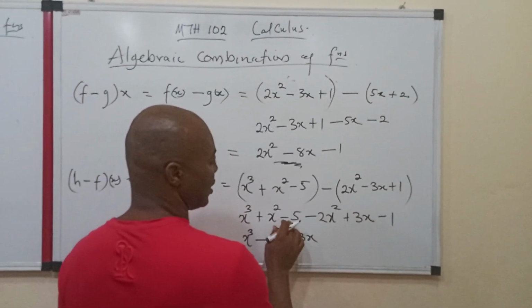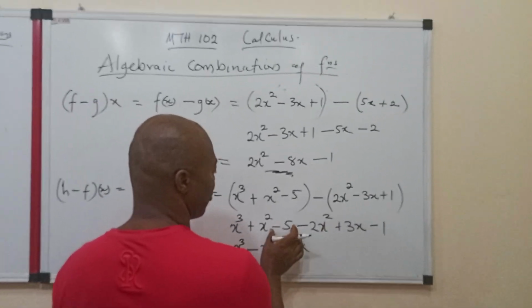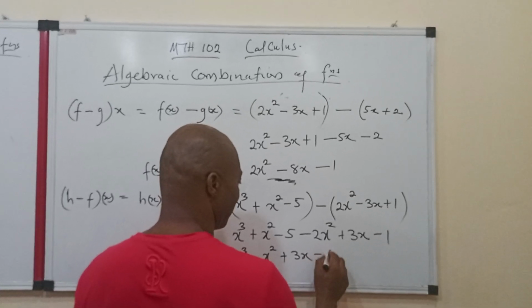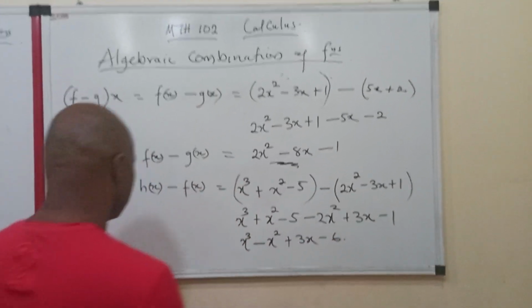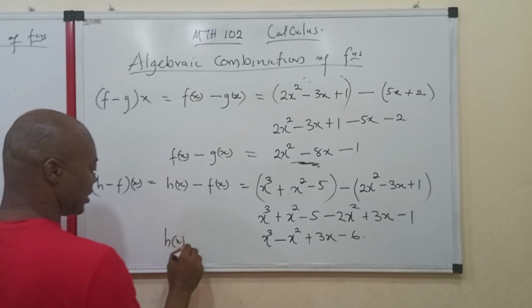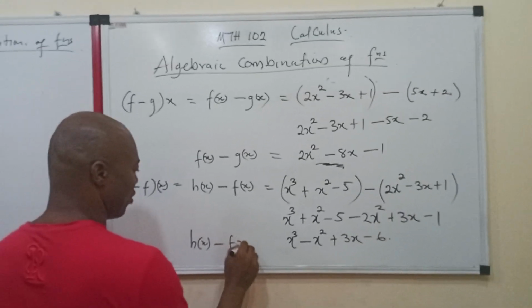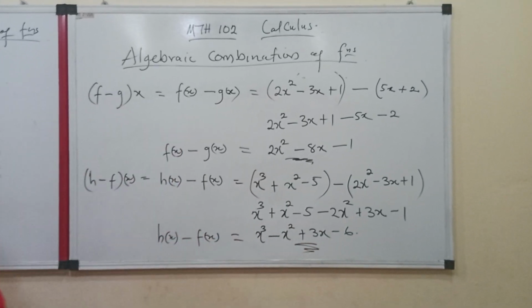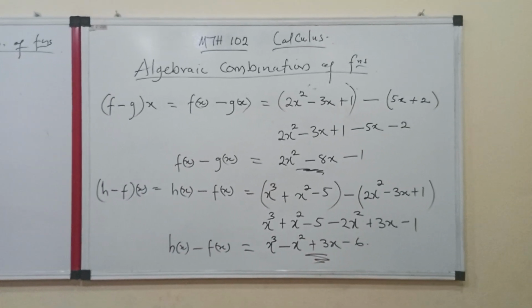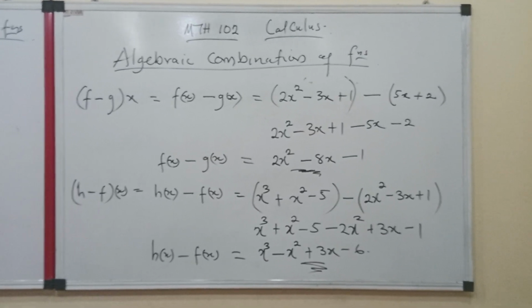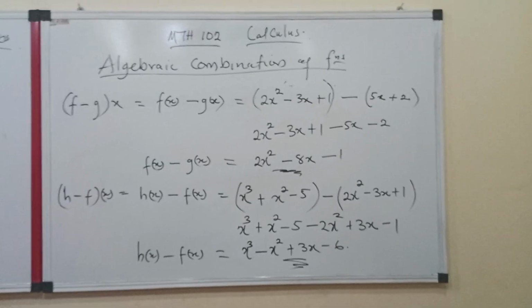Then the last term is the constant term. Here we have minus 5, here we have minus 1. So when you combine them, you are going to have minus 6. So that we're saying h of x minus f of x is equal to this that we have. So you can see that this is also pretty simple. It's more like the first one, only that the operator has changed.